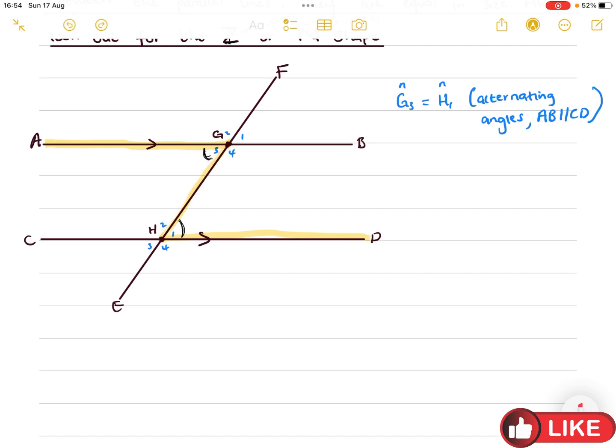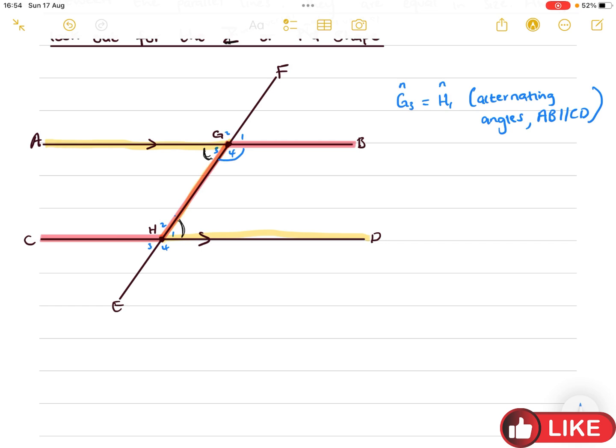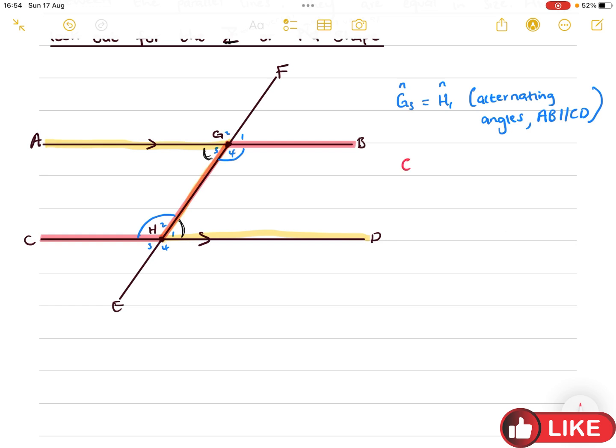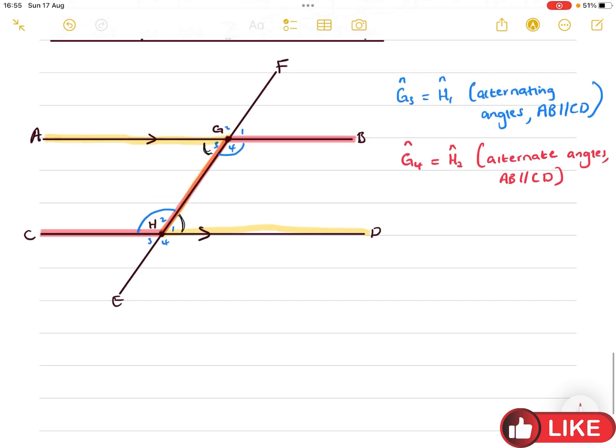It's a parallel line, a transversal, and another parallel line. So here is my Z shape. So I also have G4, which is equal to H2. The reason is that the angles are alternate, and I will also specify that AB is parallel to CD, because we have to look at a parallel line, a transversal, and the other parallel line. Can I come up with another Z shape here? Unfortunately, I don't think I have any other Z shape from this diagram.